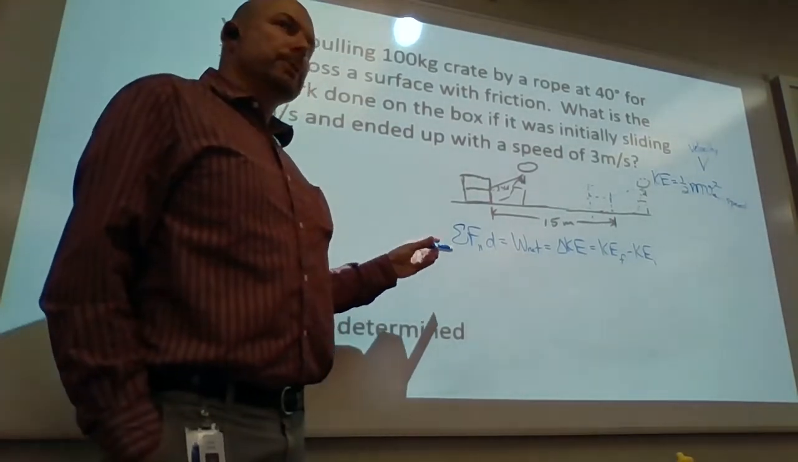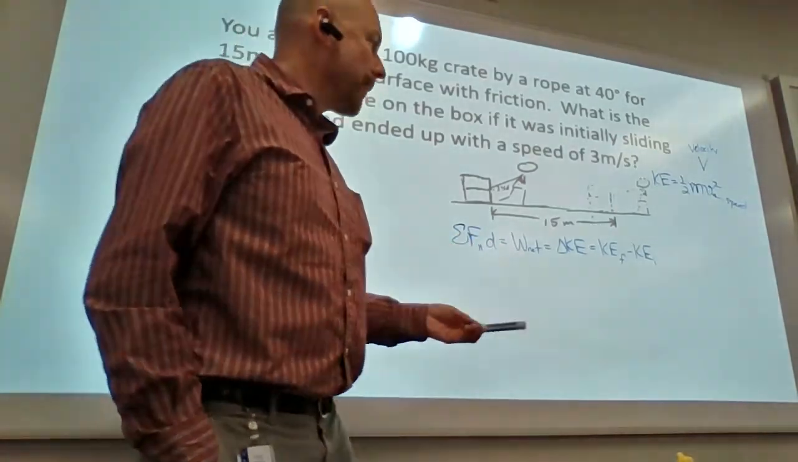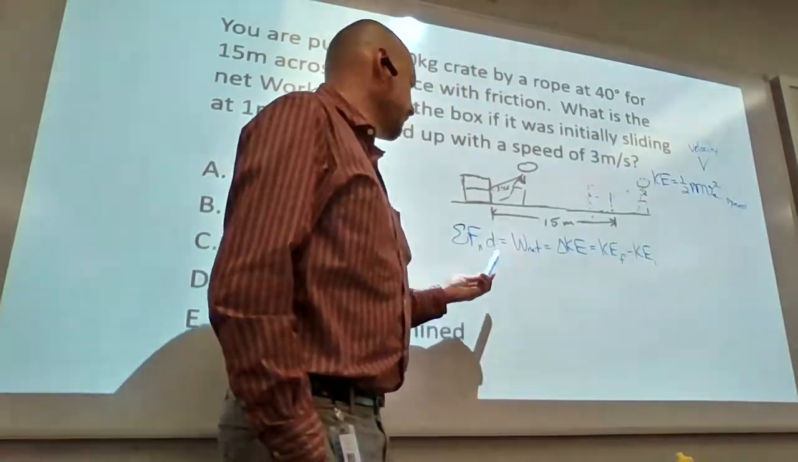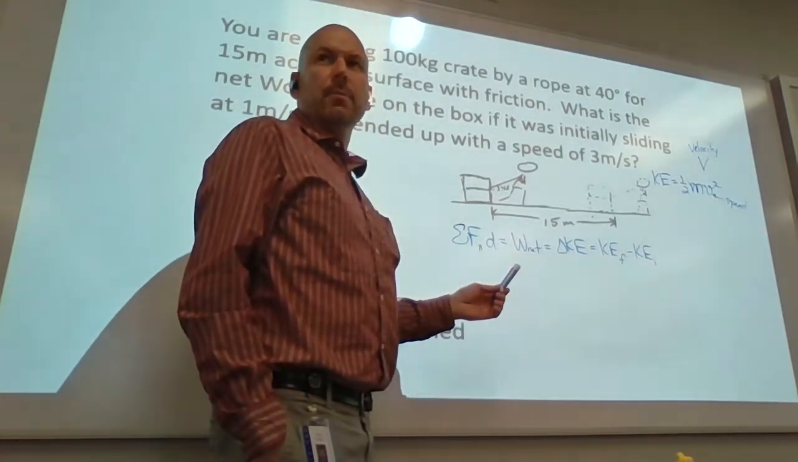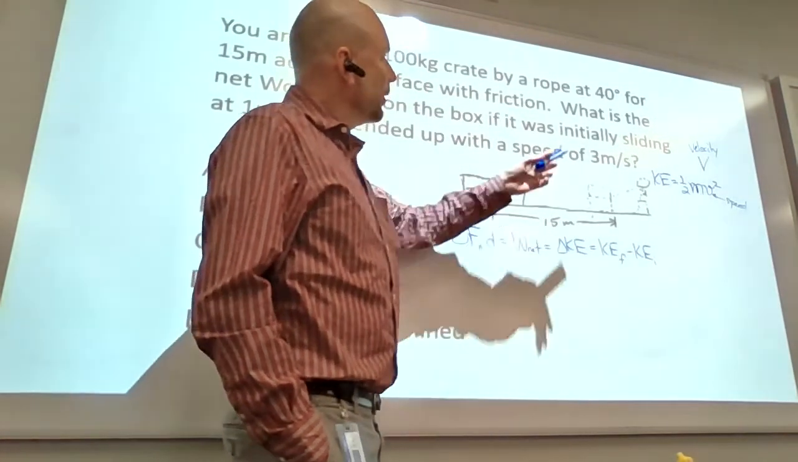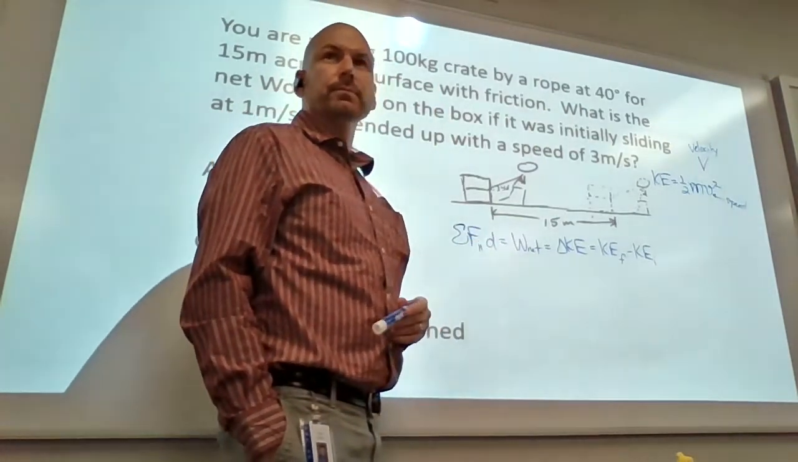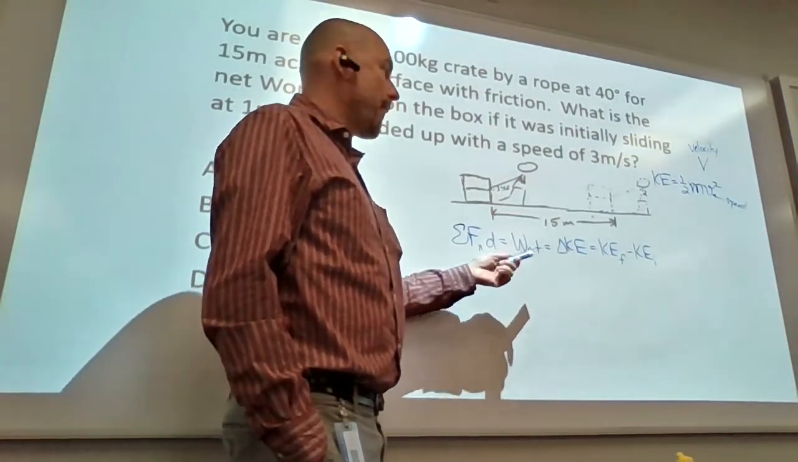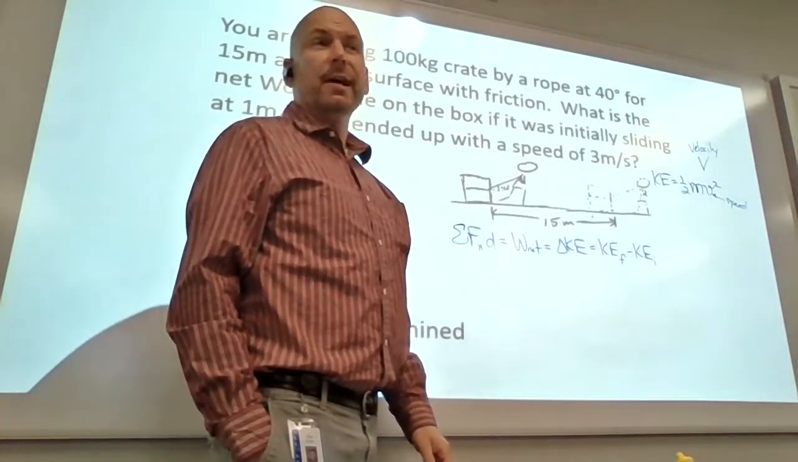There's two different routes to get to net work. You can take it from the force times distance route. You can also take it from the change in kinetic energy route. Did you have enough information to solve it from the force times distance route? All you knew was the 40 degrees. You knew the mass, but that didn't really help you. Okay, so you're at a loss in this approach. But with changing kinetic energy, you've got enough information for that.